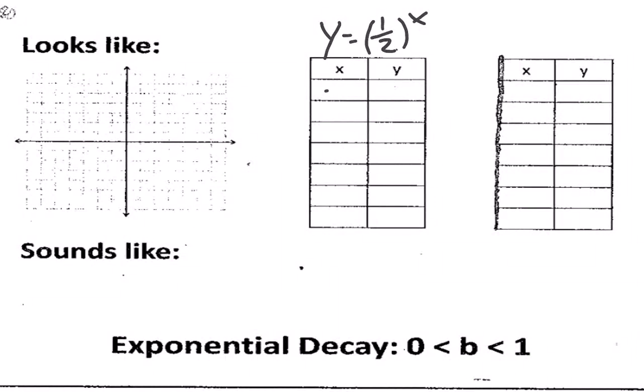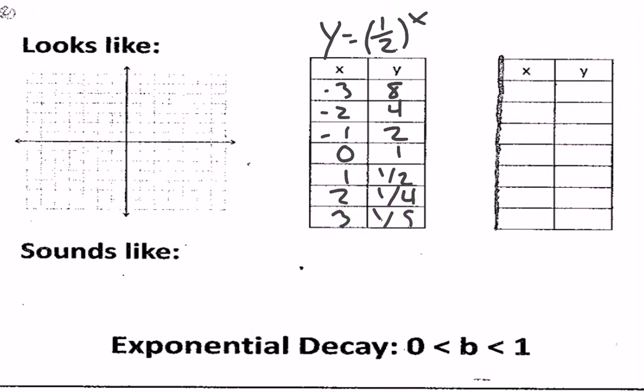So I'm going to start at -3. This means I need to flip the top and the bottom, so that would give me 2 cubed, which is 8. 2 squared, which is 4. 2. Anything to the 0 power is 1. Anything to the first power is itself. If I do 1/2 times 1/2, I would get 1/4.